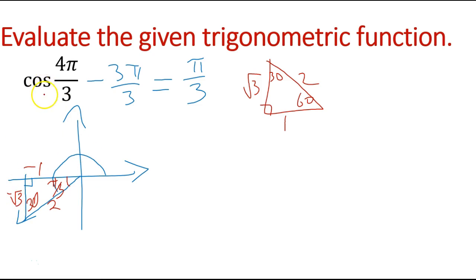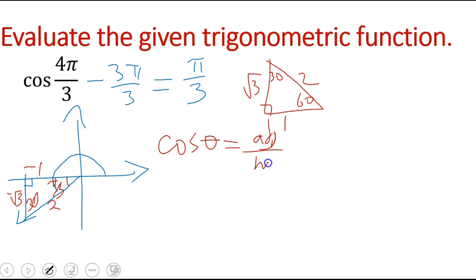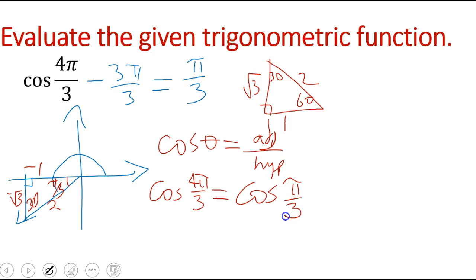And now cosine theta is adjacent over hypotenuse. So cosine 4 pi over 3 is going to be the same thing as cosine pi over 3, which is adjacent to this angle. Adjacent is 1, negative 1, over the hypotenuse, which is 2. And it's just negative 1/2.